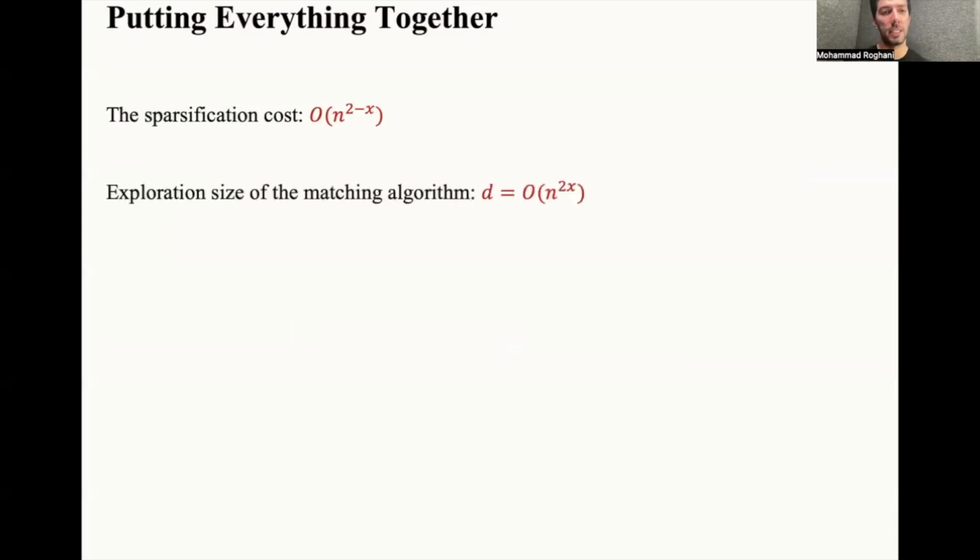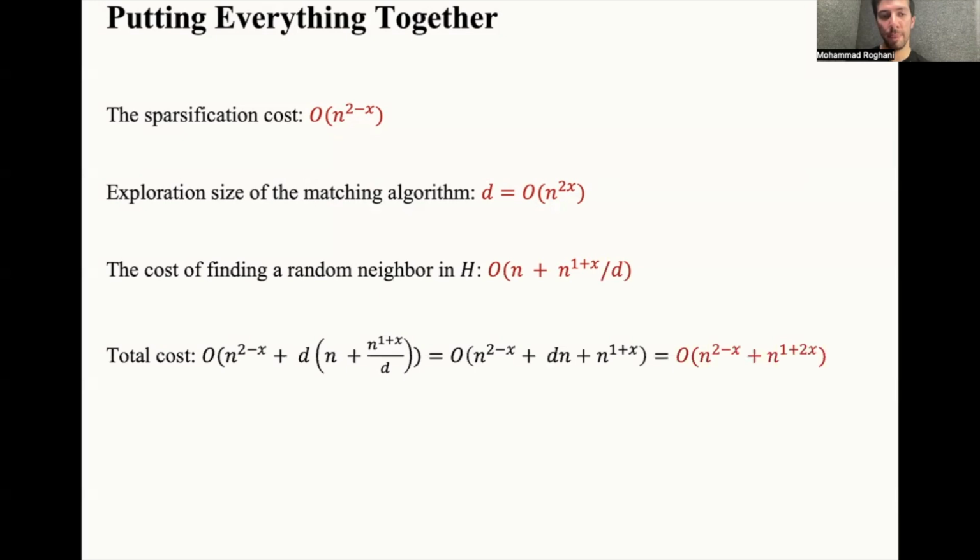And finally, we can put everything together. We know that the sparsification cost is n to 2 minus x. We know that the exploration size of the matching algorithm is the average degree of H, which is n to 2x. And the cost of finding a random neighbor is n plus n to 1 plus x over d. So the total cost, if we consider all these steps, is going to be n to 2 minus x plus n to 1 plus 2x, which we can optimize by setting x equal to 1/3. So the total cost will be order of n to 5 over 3.